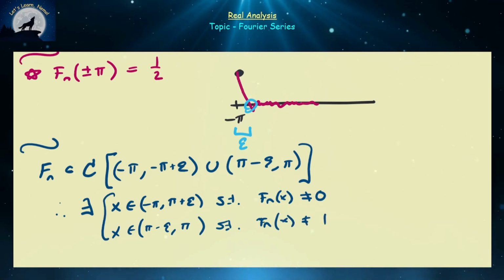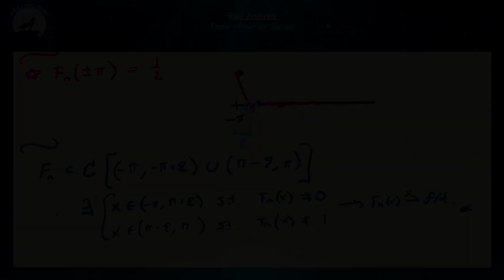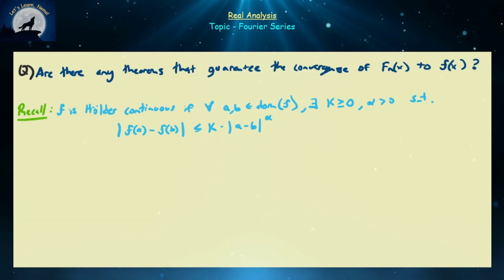So since it cannot be equal to those functions as n goes to infinity, then we clearly see that fn of x does not converge to our function. So just because our Fourier series approximation does exist does not necessarily mean that our Fourier approximation converges to our function of interest. So I know what you might be thinking. Are there any theorems that guarantee the convergence of a Fourier approximation to the actual function which it approximates? The answer is obviously yes.